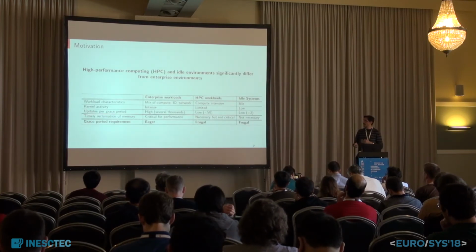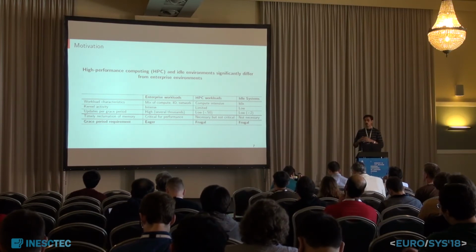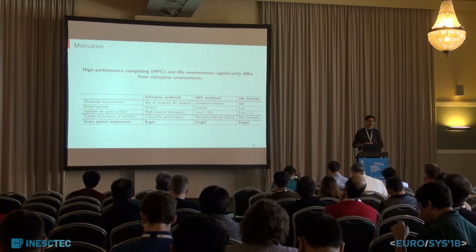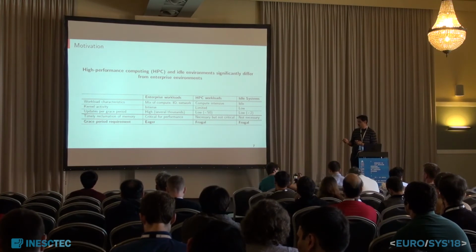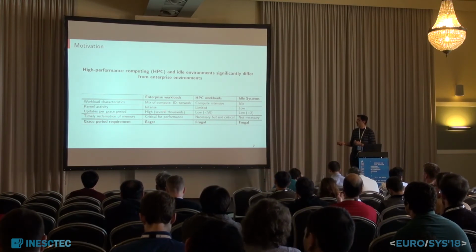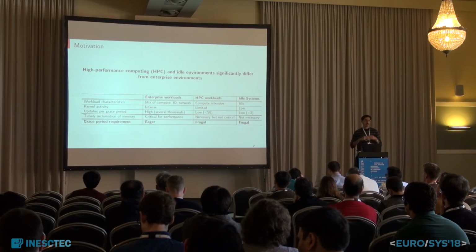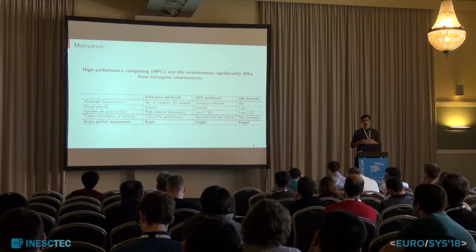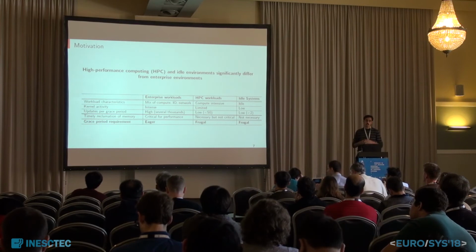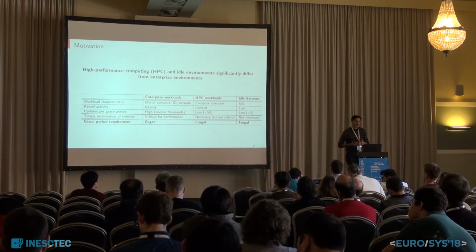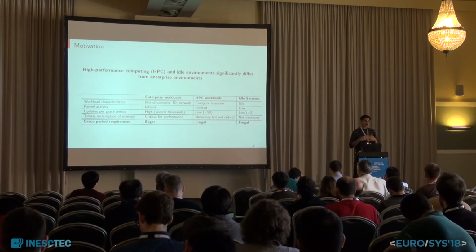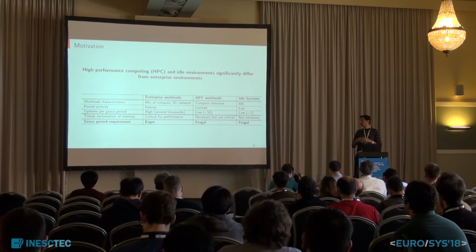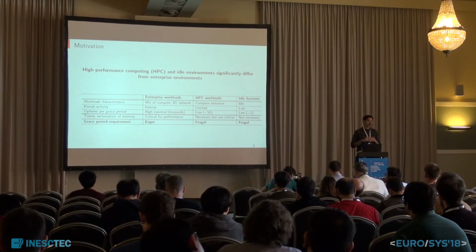The main motivation is that we find that high-performance computing environments and idle environments differ significantly from enterprise environments. For enterprise environments, which consist of a mix of compute, I/O and network operations, the kernel activity is intensive, and there are a lot of update operations going on. There will be thousands of update operations going on, and in some cases, it can go up to millions. So this generates a lot of deferred objects. There will be a lot of memory awaiting reclamation. So in enterprise environments, timely reclamation of the memory is very important.